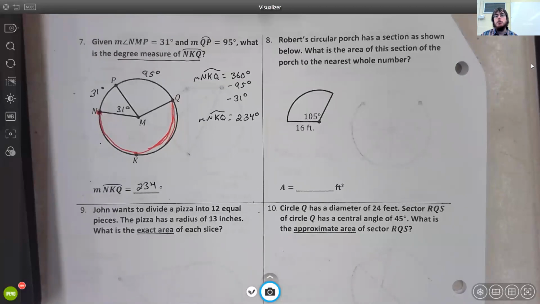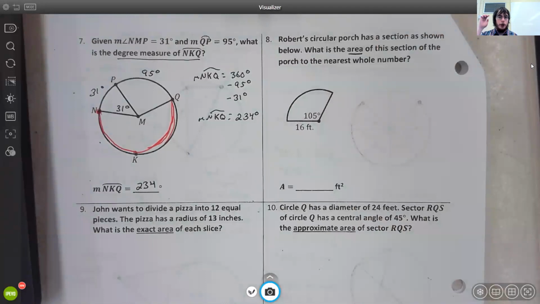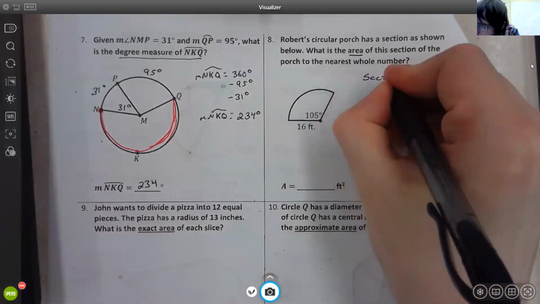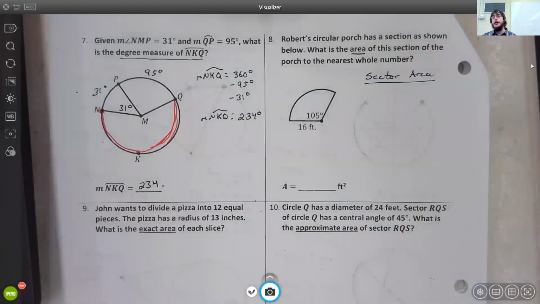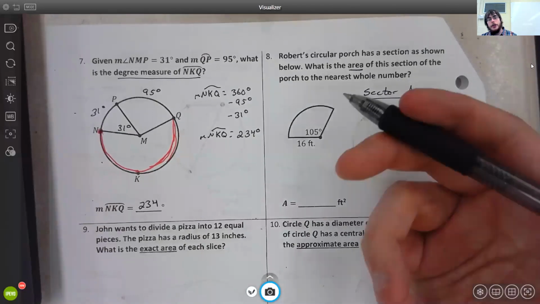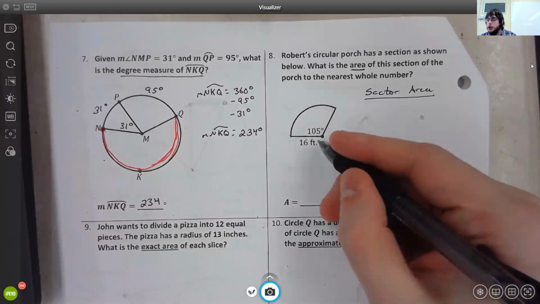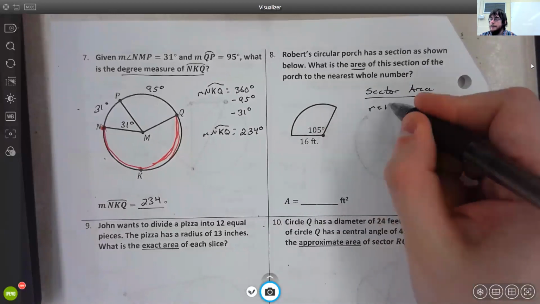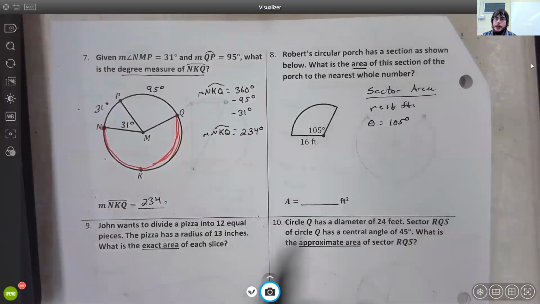So on number 8, it says Robert's circular porch has a section as shown below. What is the area of this section of the porch to the nearest whole number? So we're looking for a sector area. And there's two things that we need to know for sector area. The first is our radius, and the second is our angle or our theta that we're going to use to determine what the sector area is. So in this case, your radius r is given to you as 16 feet, and your angle theta is given to you as 105 degrees.